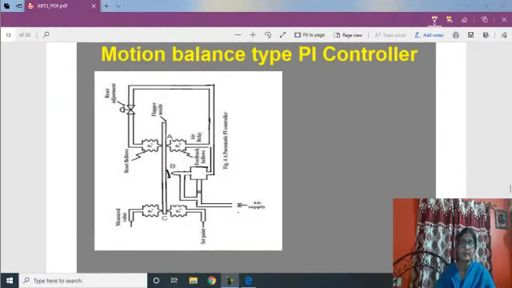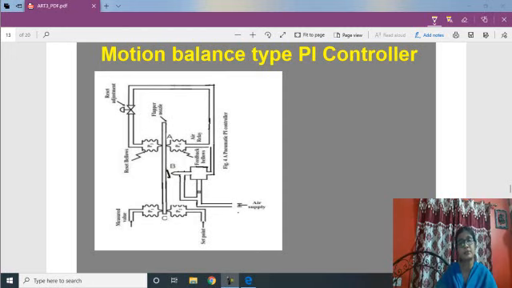Morning, students. After a long break, we are coming back to our process control class. This is the continuation from the last class, where we discussed motion balance type controllers and pneumatic controllers. Just for a revision, pneumatic controllers are of two major categories: motion balance type and force balance type.